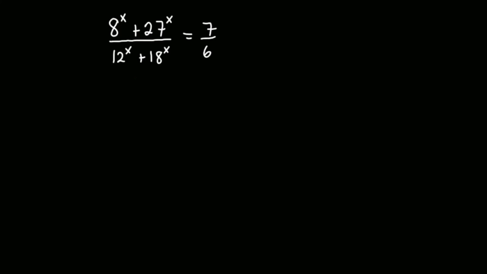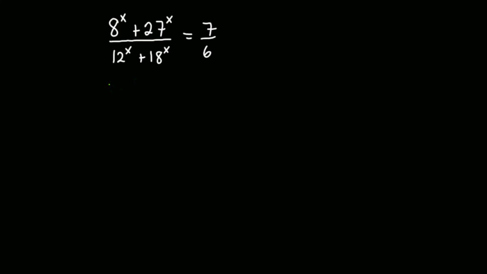Now, in this video, we are to solve for the value of x in the exponential equation (8^x + 27^x) divided by (12^x + 18^x), which is equal to 7/6. And like we always do, before I get into the solution, I'll be very glad if you pause the video and try your hands on it. And then you can compare your solution to the solution I'm about to present here.